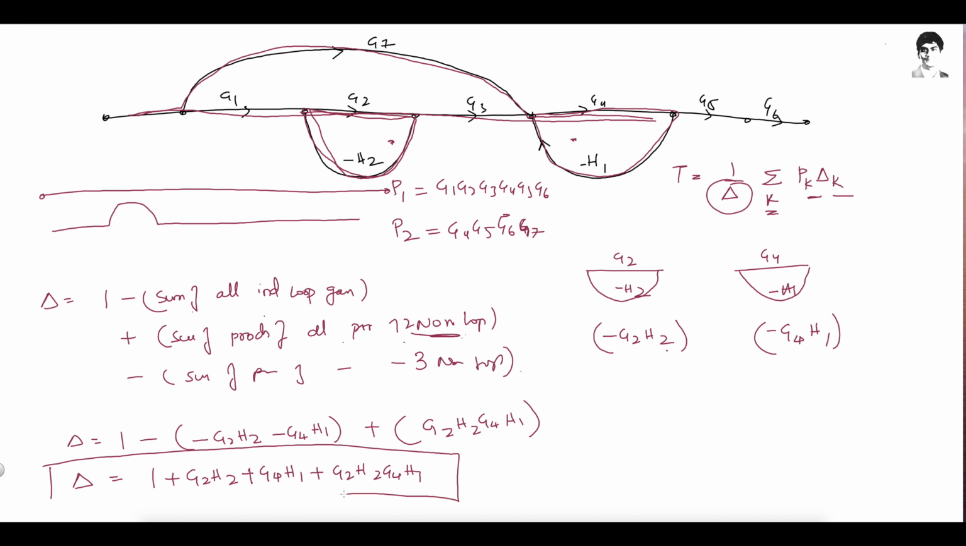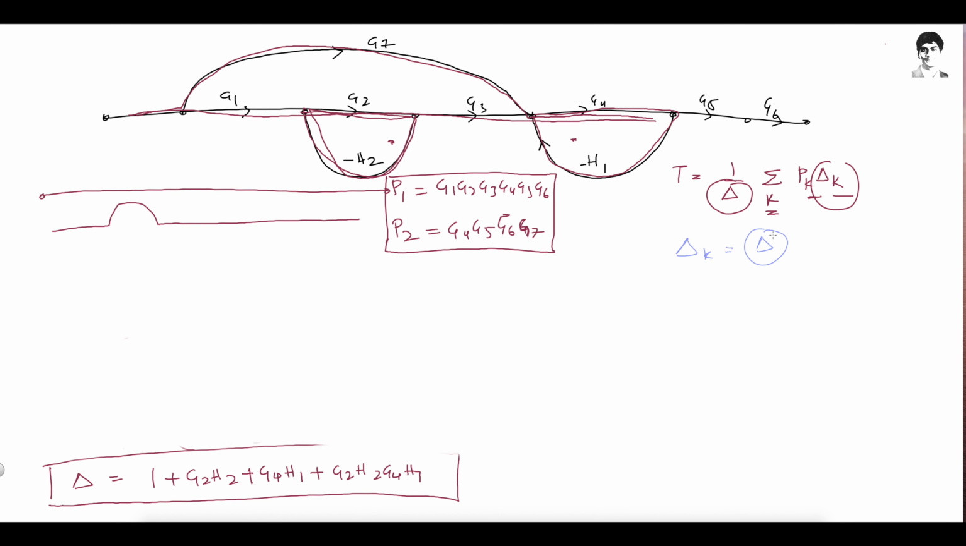So we have found out P1, P2, and we have found out delta, right? So now we need to find out the delta K's. Delta K is nothing but delta for the part of the graph that is not touching the forward path. So first, this is the first forward path and this is the second one. So is there any part of the graph which is not touching this? This is touching, and this is touching. So your delta 1 will be 1.